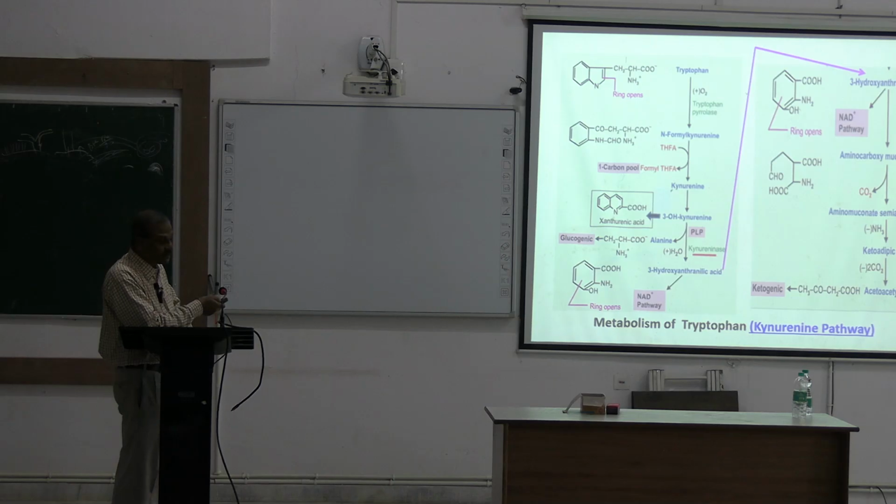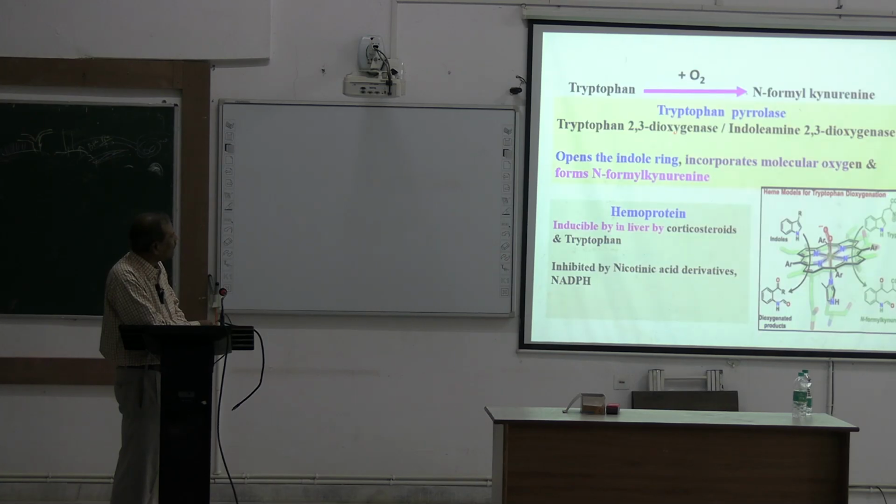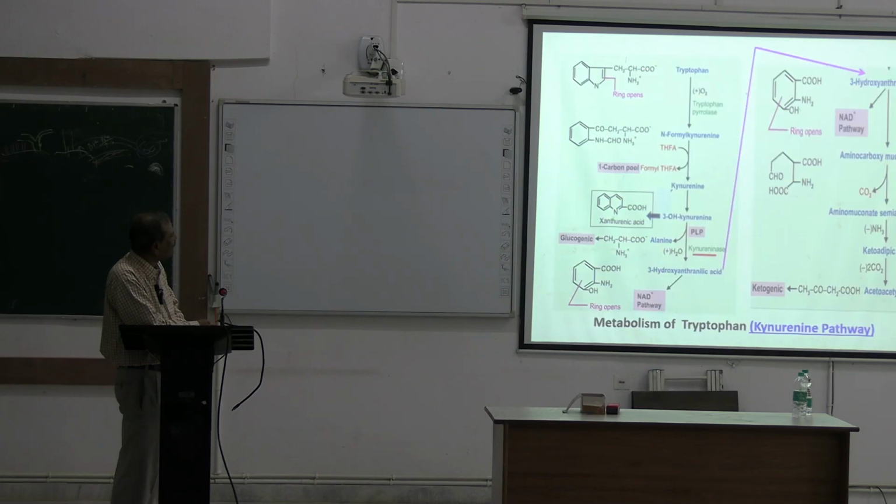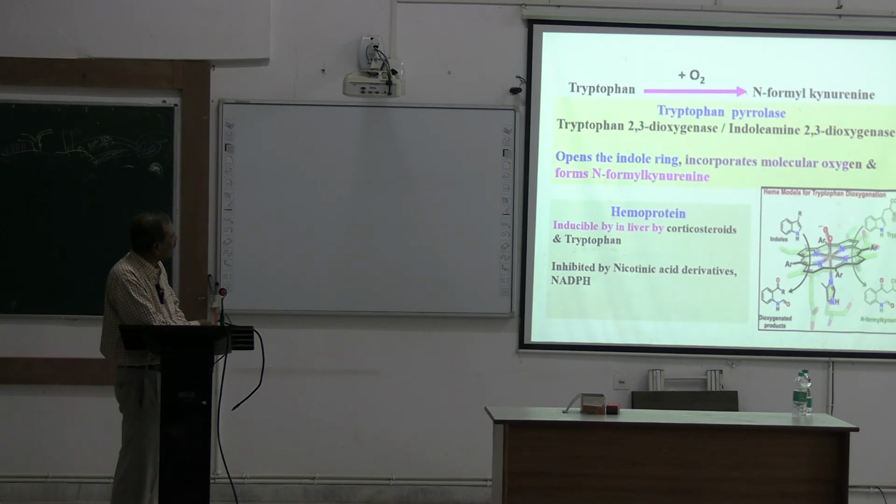Now, this kynurenine pathway I have shown to you. Now I am telling you one more significance. You see here, kynurenine is converted to 3-hydroxyanthranilic acid. Pyridoxal phosphate, which is vitamin B6, is required. Now, tryptophan pyrrolase is the first reaction. This first reaction is tryptophan pyrrolase, which acts on the indole ring.